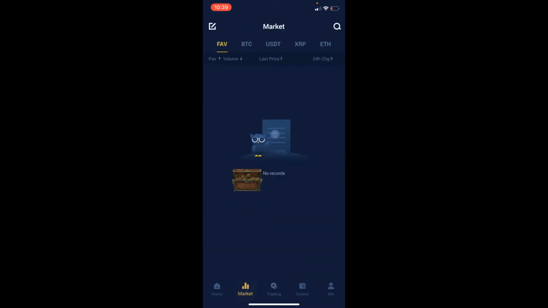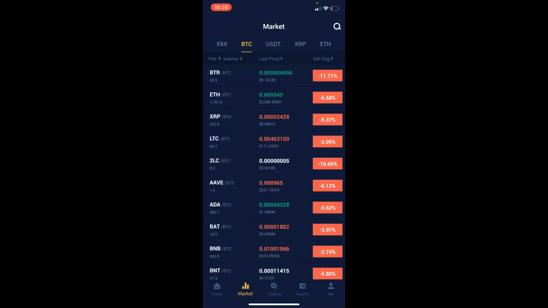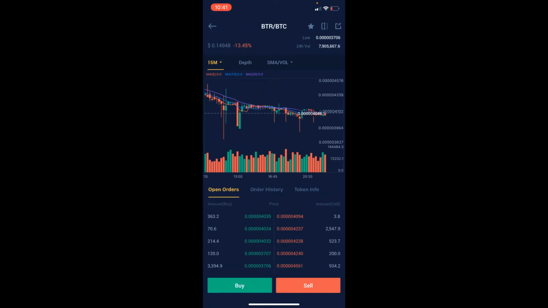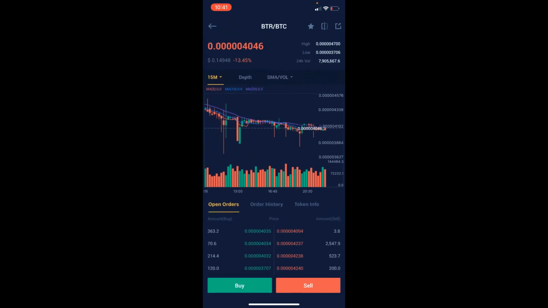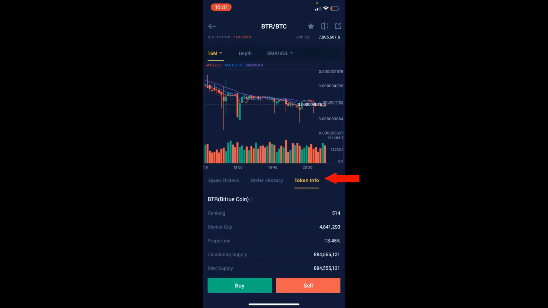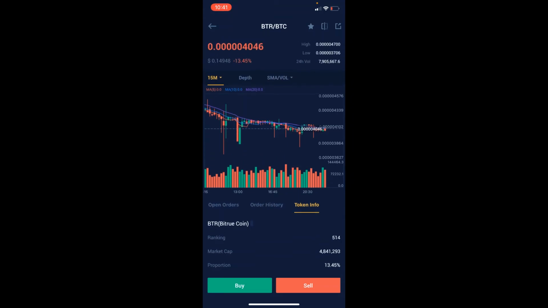I'm going back to market and I'm going to go to Bitcoin. If you're looking for what these all mean, all you have to do is tap one and see what it says. So you go to BTR BTC. What is BTR BTC? Token info. BTR is Bitrue coin. If you want to know what your coin is, go to token info. How do you find token info again?